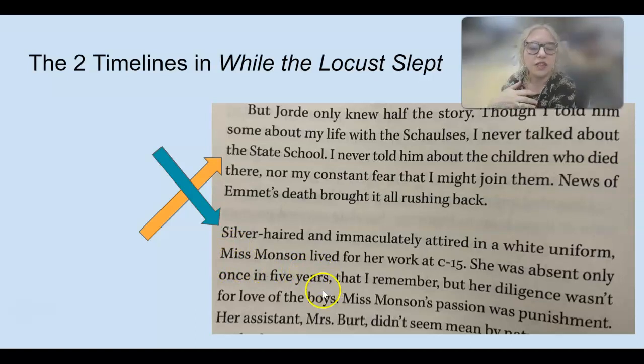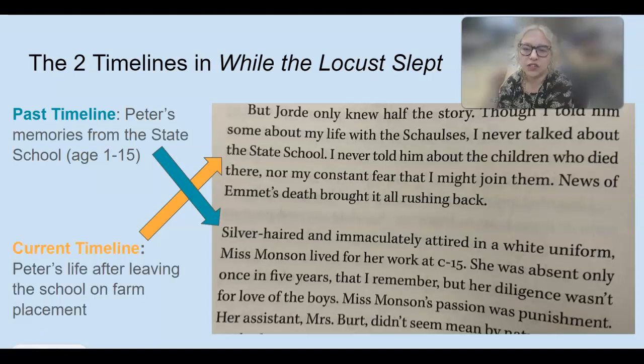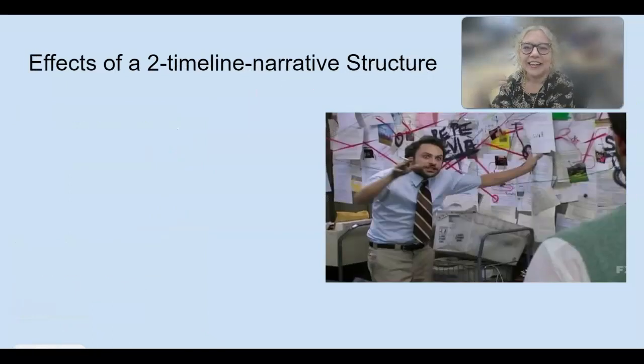All right. So this is going to happen throughout the book, where we're going to hear one timeline about what's going on now with the Shawlses, and another timeline where we hear about what's going on in the past when he lived at the state school at Owatonna. So the past timeline is Peter's memories from the state school ages 1 to 15. And then the current timeline is Peter's life after leaving the school on the farm and living with the Shawlses.